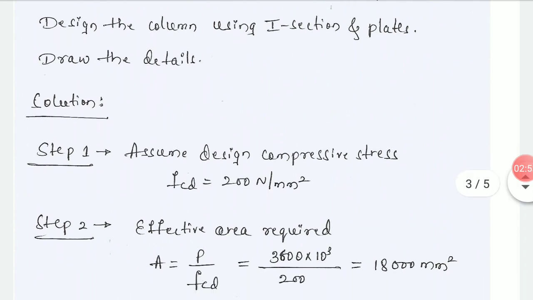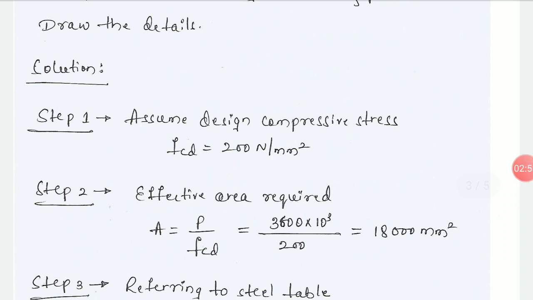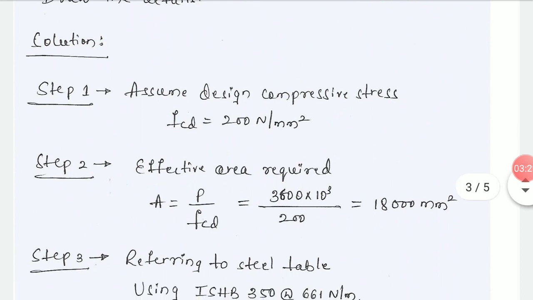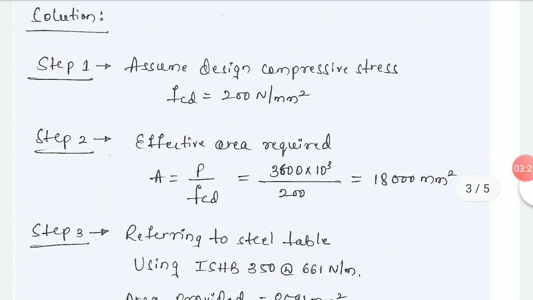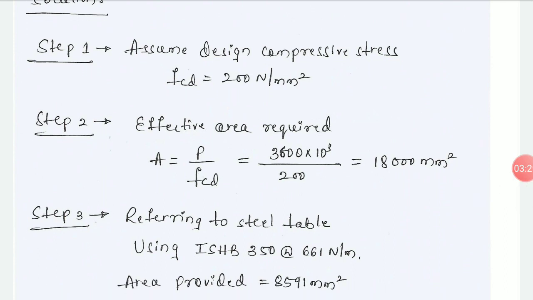In the second step, by using the assumed compressive stress I will calculate the area required to carry that much load. By using the basic definition of stress, which is load by area, the area will be the load given divided by the compressive stress. That gives me 18,000 mm square of area required to carry the 3600 kilonewton of load. Next, referring to the steel table, I need to select an I section to satisfy the area of 18,000 mm square.